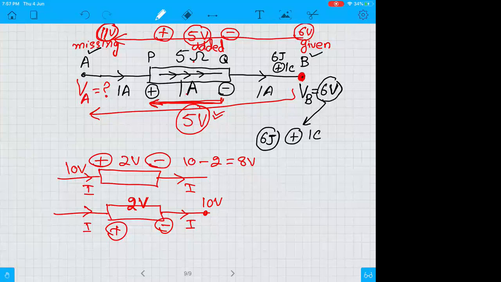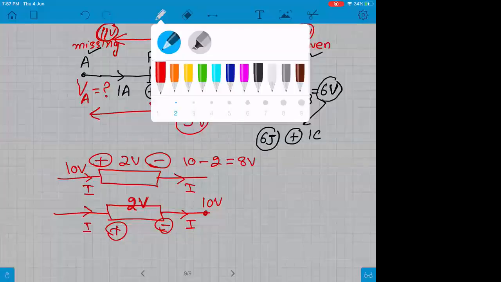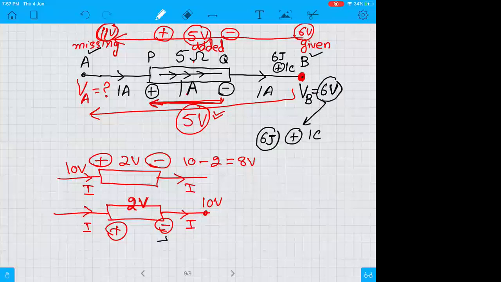Now 10 volt is the starting potential and you're moving from negative to positive. When you move from the negative side towards the positive side, the volts are basically added. So you have 10 volt here and this 2 volt, since you are moving from low potential to high potential, will be added up. So it would become 10 volt plus 2 volt, so it is 12 volt. So this is the principle.